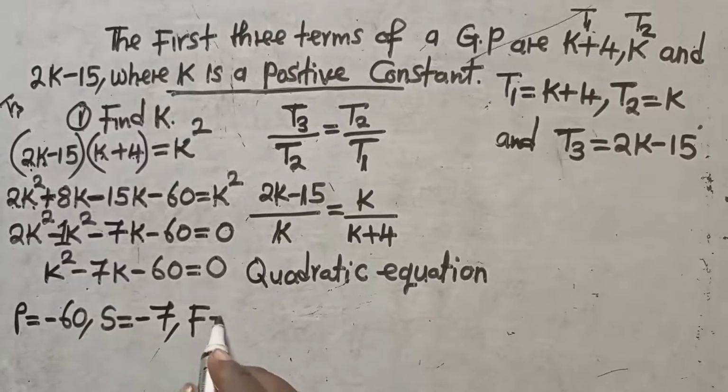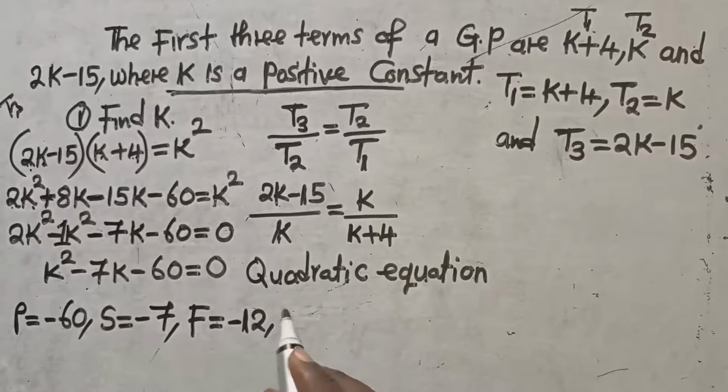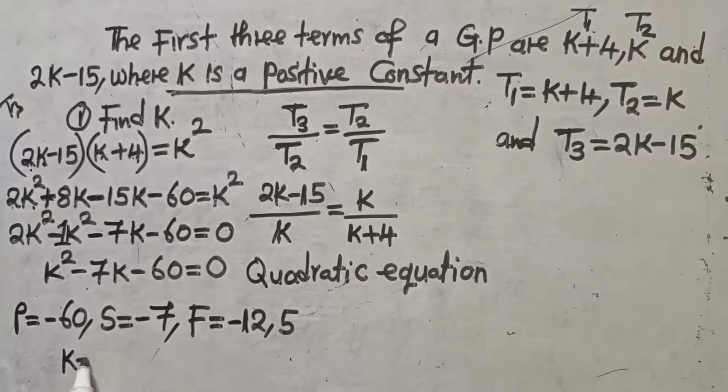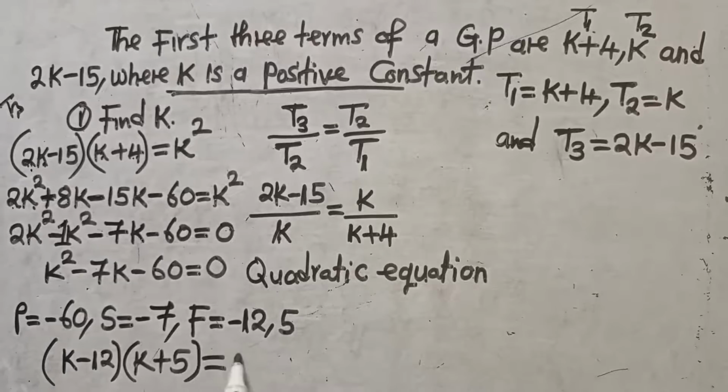If you go to the factors, two numbers that you can multiply to get negative 60. Add them, you get negative 7. That is negative 12 and 5. If you multiply this, you are going to get negative 60. If you add them, negative 7. Since k is just standing alone here, what we are supposed to do, we just say k minus 12, k plus 5, which is equal to 0.